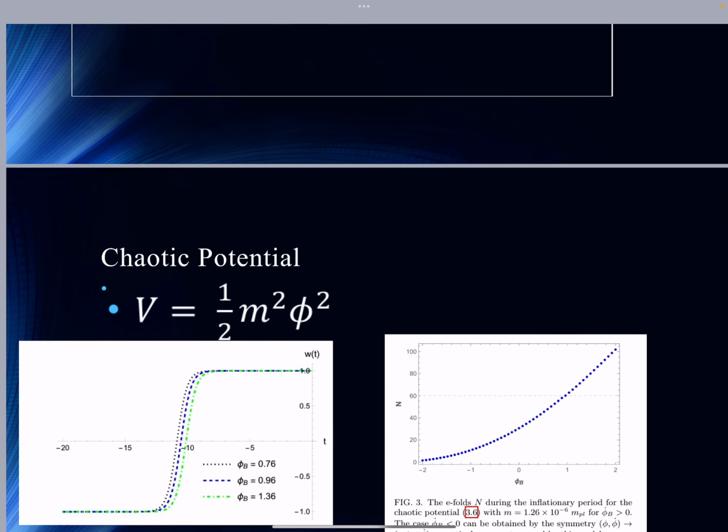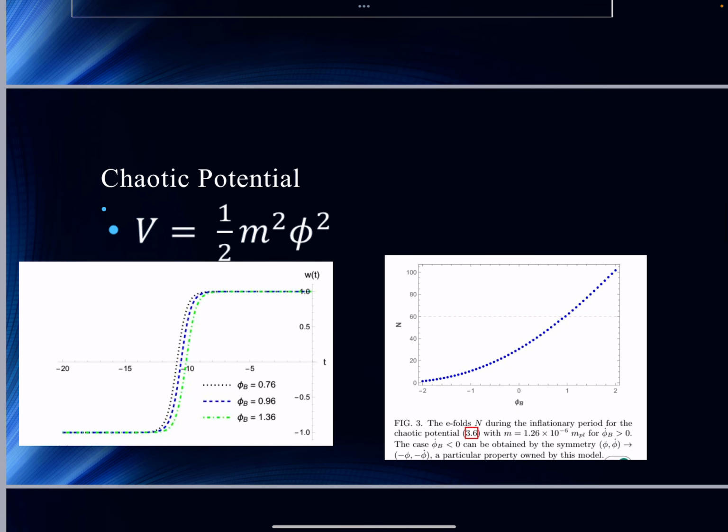Now, the first potential we're going to consider is what's known as the chaotic potential, which is given as 1/2 m² phi². Now, in this case, phi and its derivatives are invariant under a parity transformation. So because of this, it doesn't really matter what we pick as our initial condition, whether it's positive or negative. The expansion factor will take care of that, and it'll still be positive.